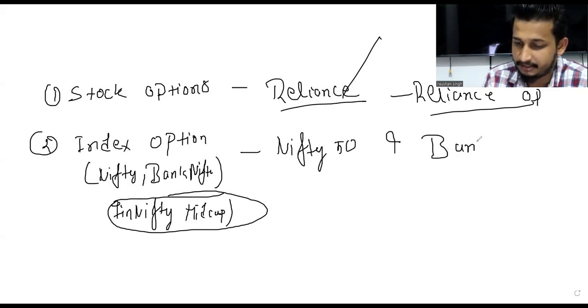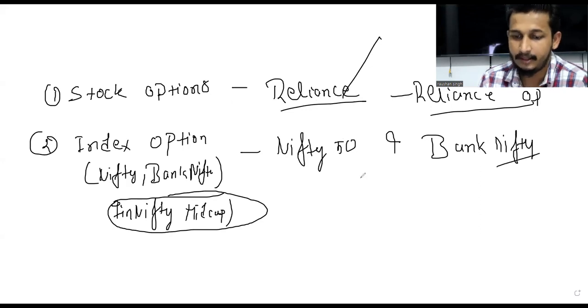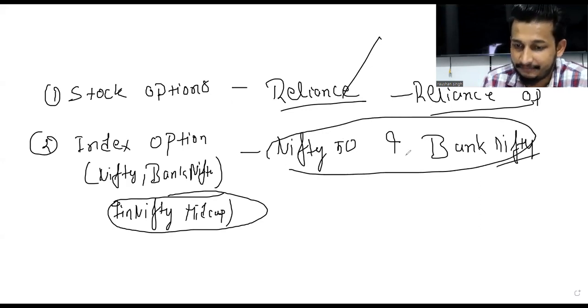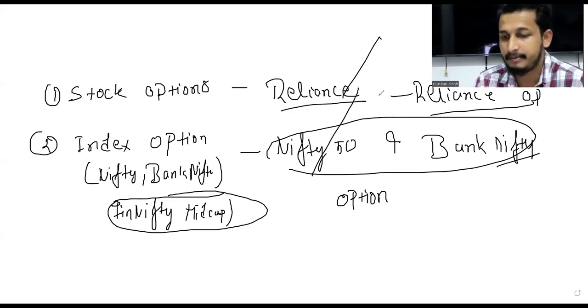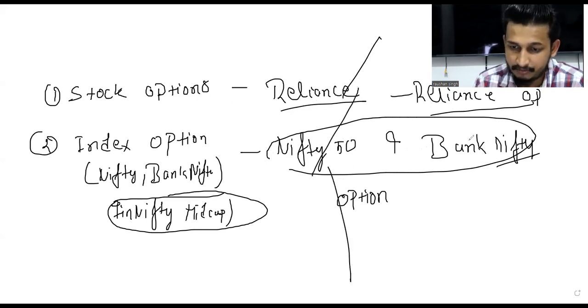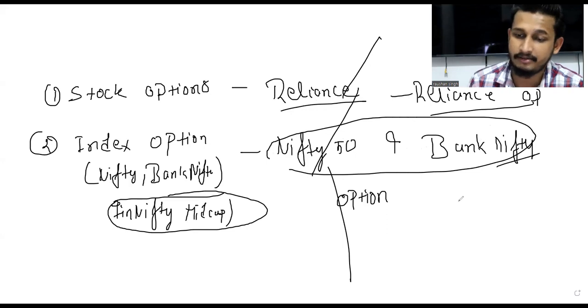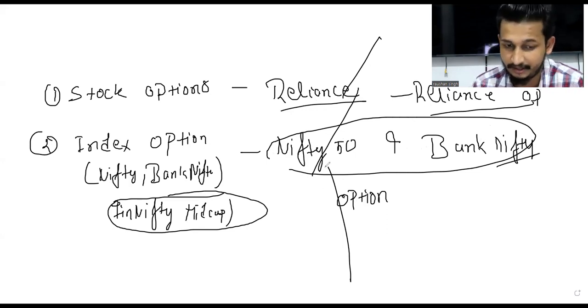ठीक है, index options we are having Nifty 50 and Bank Nifty. Let's consider the ones in which we are having the majority of the volume. ठीक है, here the Bank Nifty and Nifty 50 movement will help its options give us the move. Nifty 50 में movement आएगा तो Nifty 50 के options में movement आएगा. Bank Nifty में movement आएगा तो Bank Nifty के options में movement आएगा.